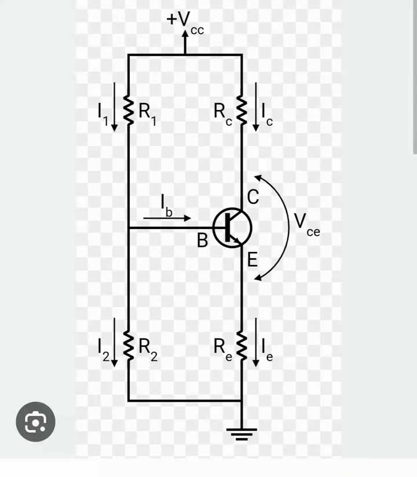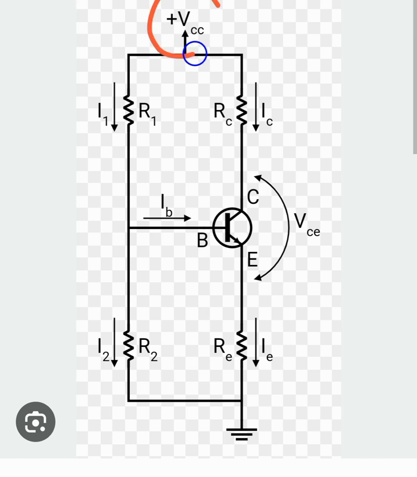So here is one of the most popular biasing techniques for bipolar junction transistors, and it is called the voltage divider bias circuit. As we can see, you have an NPN transistor which has three pins: collector, base and emitter. The voltage across the base and the emitter is termed VBE, and the voltage across the collector and the emitter is termed VCE.